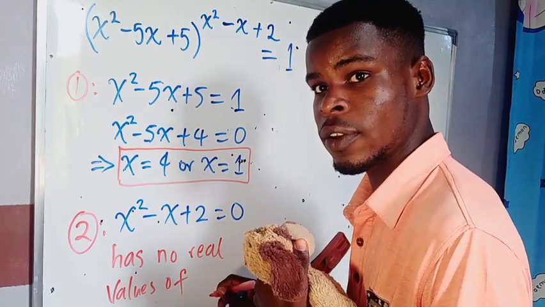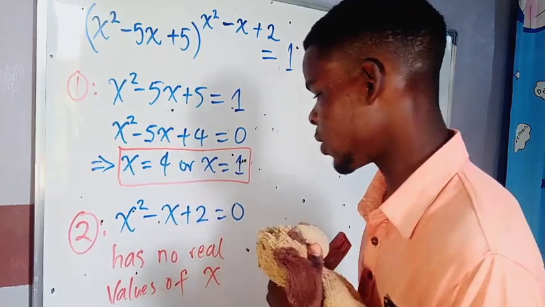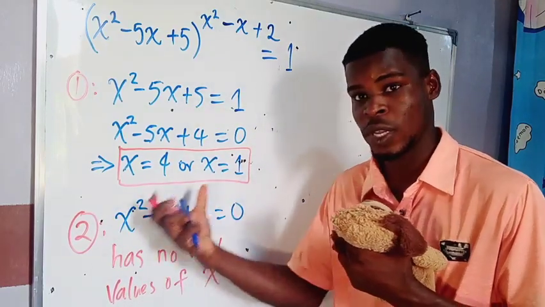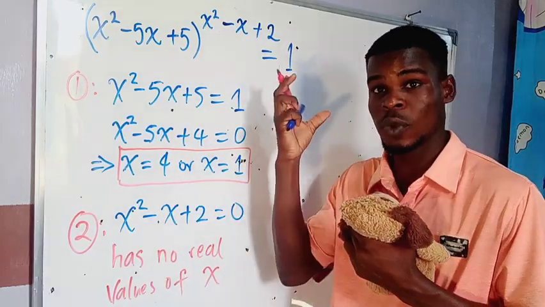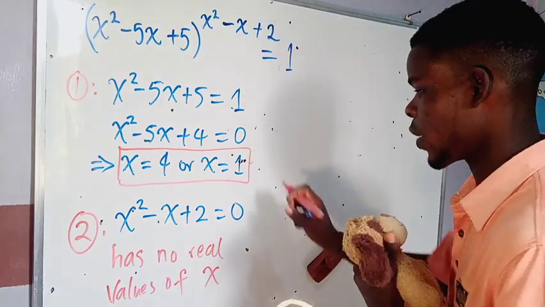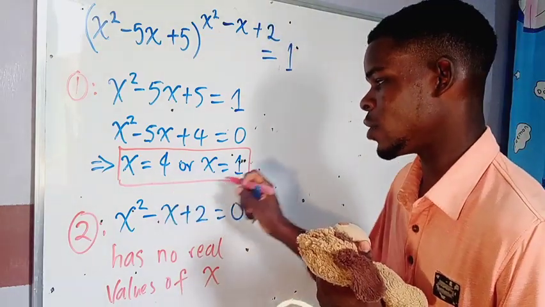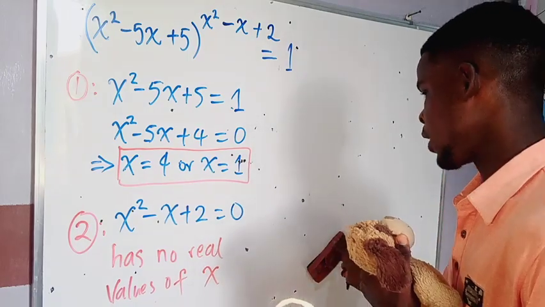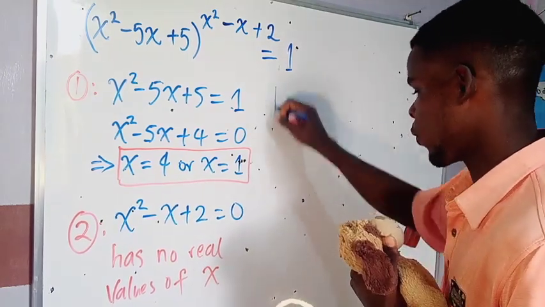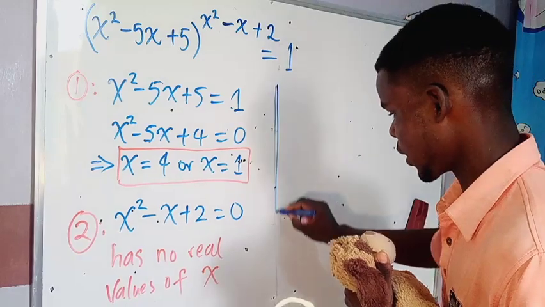So what does that tell us? That tells us that this right here will not give us real solutions. So we want to find real solutions for this equation, and in fact, we are going to ignore the second case. So does it mean that these are the only two values of x? Well, no. We have, in fact, other values of x that will satisfy this.